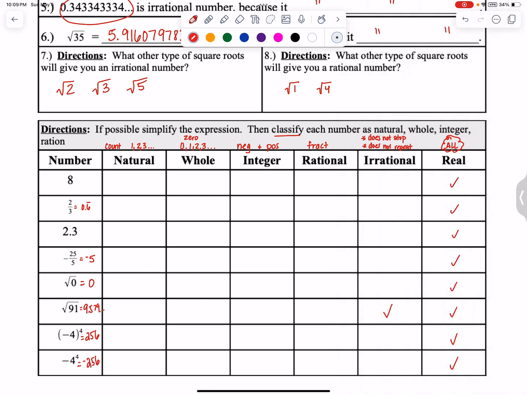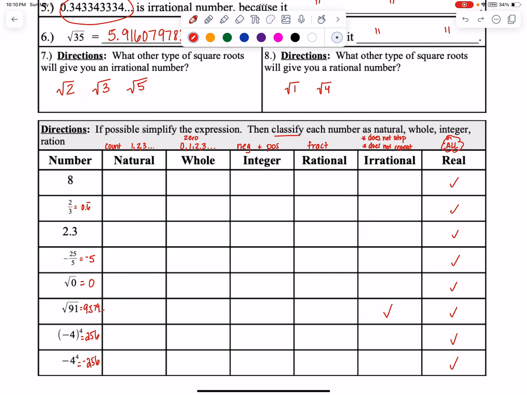All right, so now that we see all the numbers, we can start thinking through each of these pieces. Are there any others that do not stop and do not repeat? No, everything else stops. So there's no more irrational.